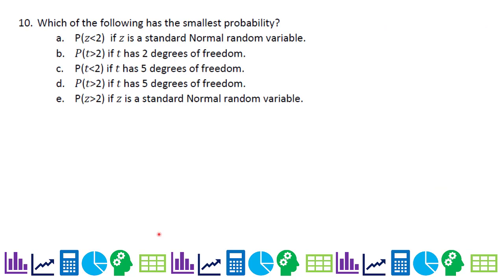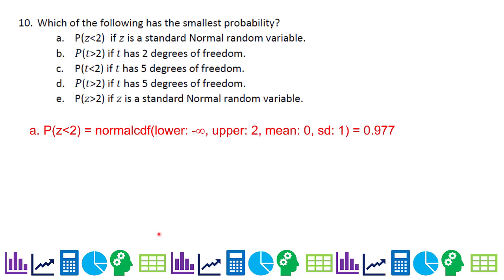Which of the following has the smallest probability? So I'll go ahead and do these by hand so you can figure them out. But there's probably a way you can intuitively figure this out. So let's go ahead and just do it. It's pretty easy to knock out. So the probability that Z is less than 2 on a normal, so that would be normal CDF, lower is negative infinity, upper is 2, mean is 0, SD is 1, we get 0.977.